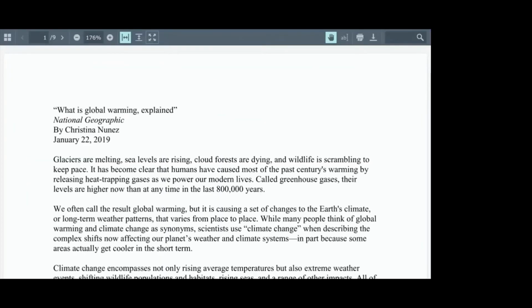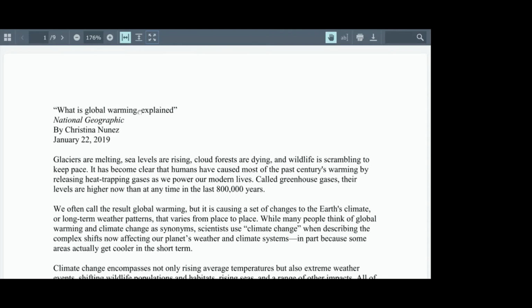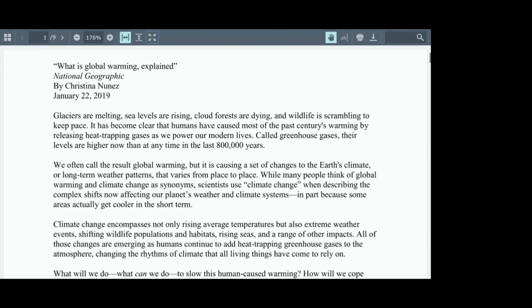So here we go. Here's the first one: What is global warming? Explained. And this is from a Nat Geo magazine article by Christina Nunez. All right, Christina Nunez is our author. So Nunez, that's her last name, is going to go in parentheses with whichever page, and the pages are up here. See them? Here's the page. Whichever page you're pulling it off of. So if it came off of this first page, it would be Nunez space 1. All right, that would be my citation.